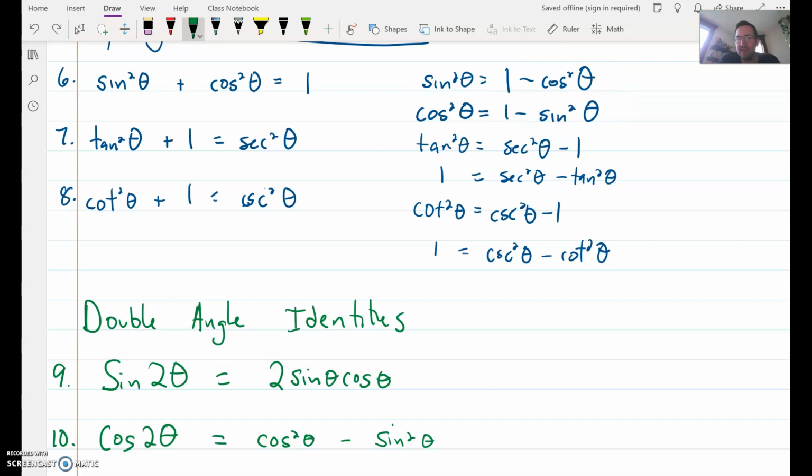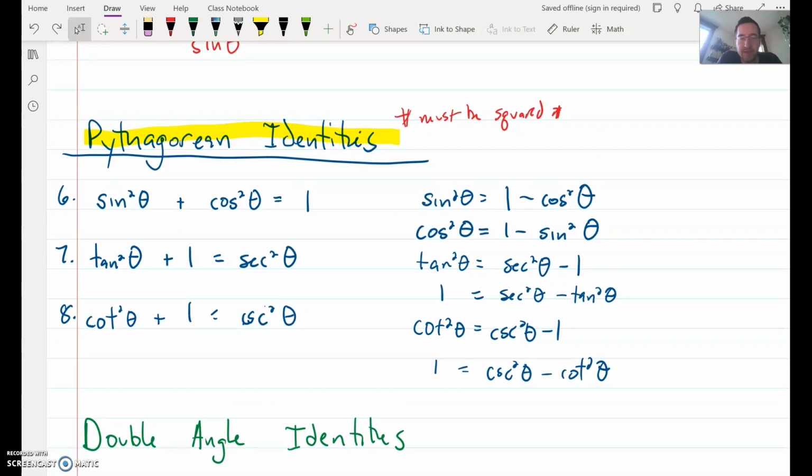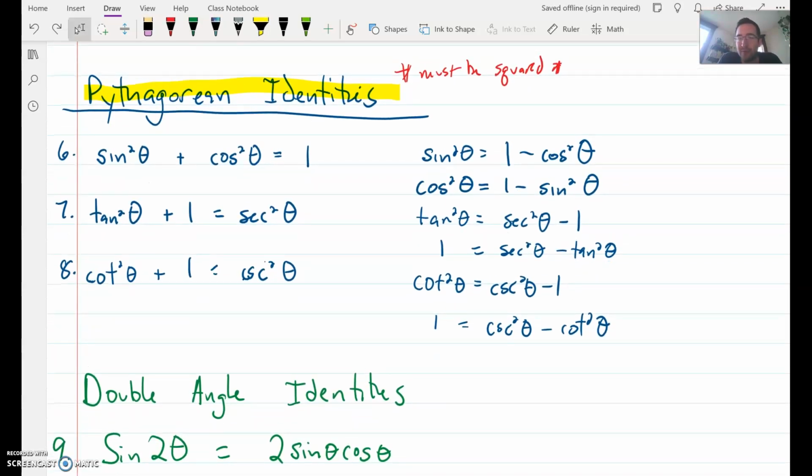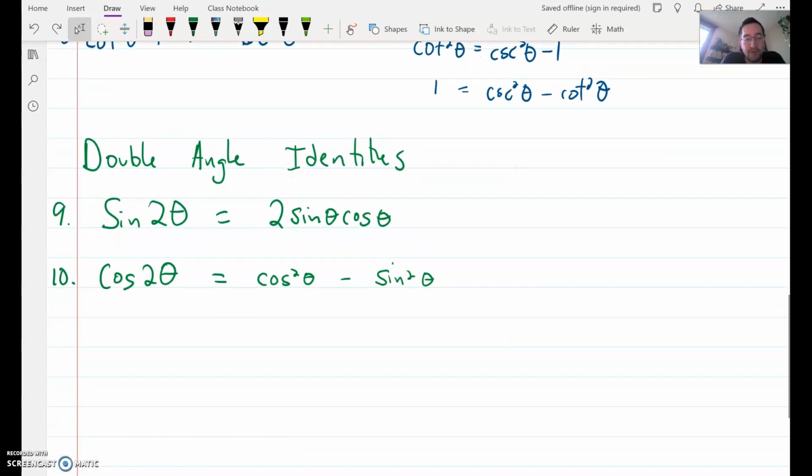Like all of these identities just mean true statements, things that are true. We could prove all of these, and you could Google why are the Pythagorean identities true, and then you'll see someone proving them. We just don't really have the time to prove them. And it's a little off the beaten path. I just want you to know that these are true and that we will use them.